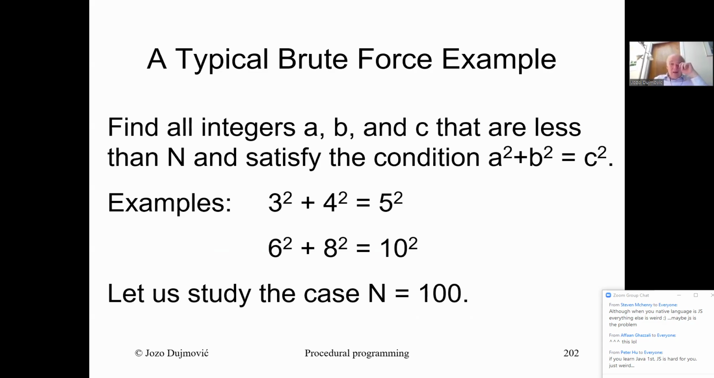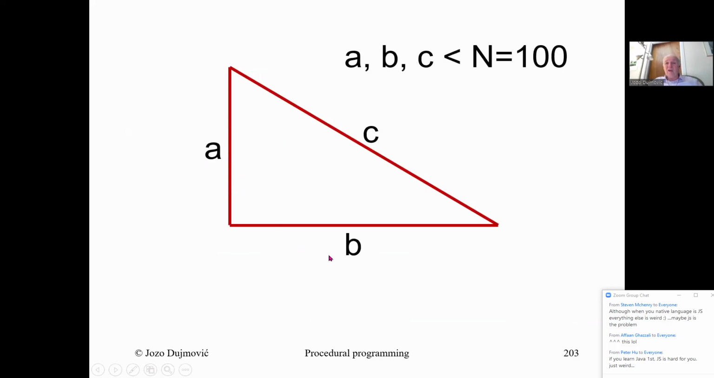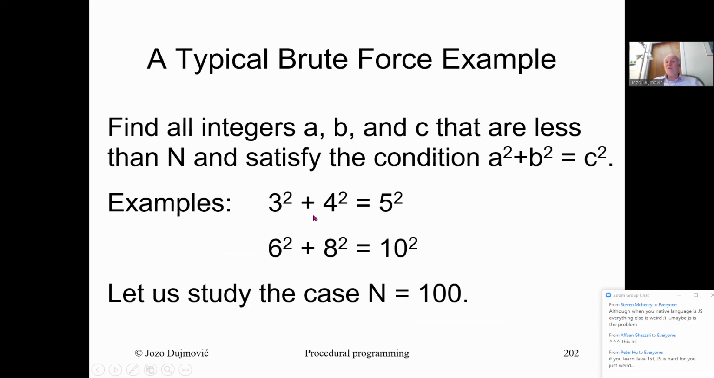A typical brute force example I got when I was teaching 210. A triangle has three sides, A, B, and C. The Pythagorean theorem tells you that A squared plus B squared equals C squared. The famous numbers that everybody knows are 3, 4, and 5. So 3 squared plus 4 squared equals 5 squared: 9 plus 16 is 25. Also 6, 8, and 10. When you multiply this by 2, you get 36 plus 64 is 100.